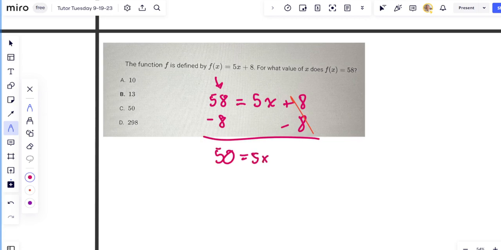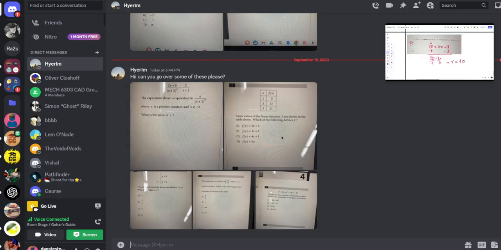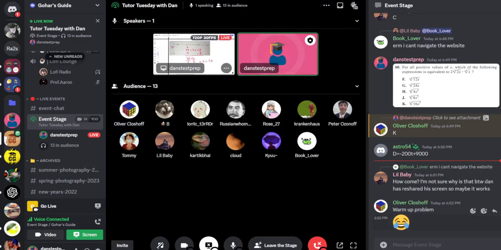And I think you guys see where I'm going from here. We divide both sides by 5. And we're left with x is equal to 10, which is answer choice A. That one makes sense? Yeah.